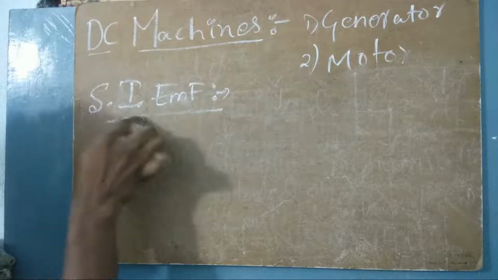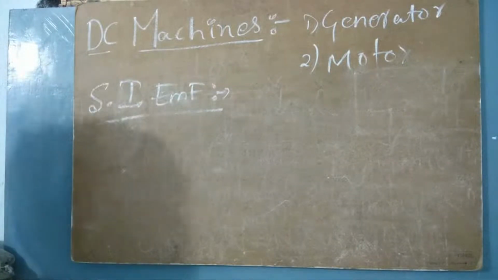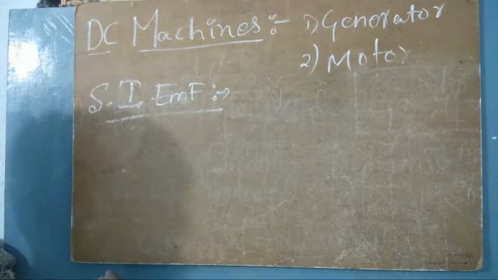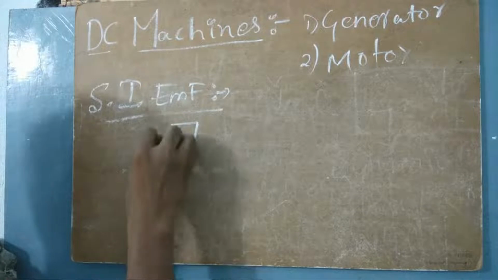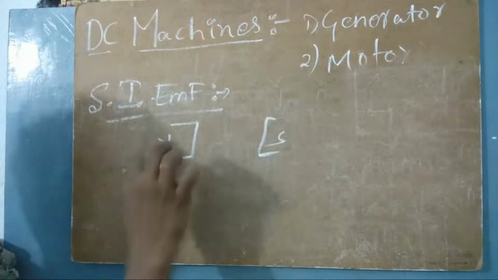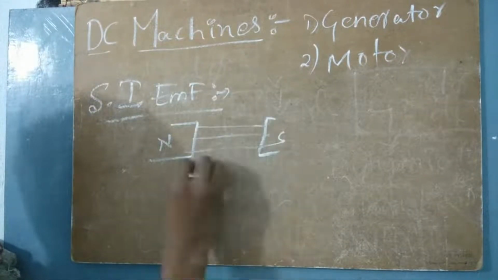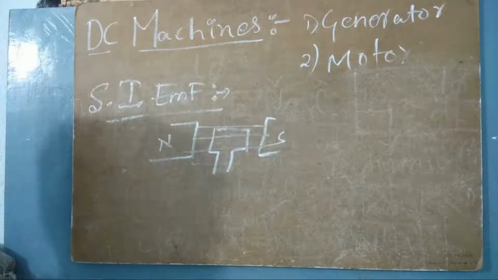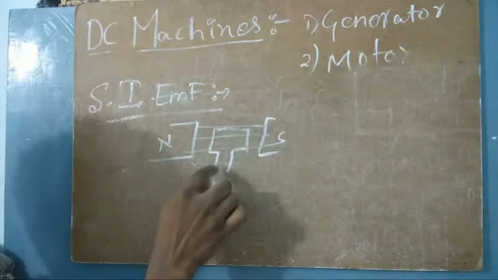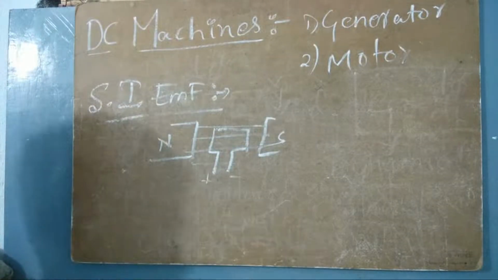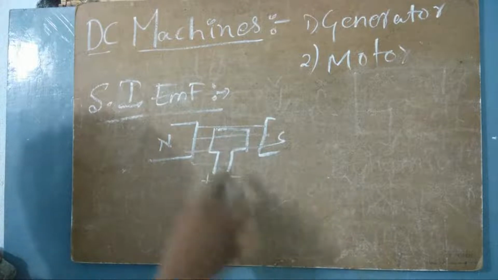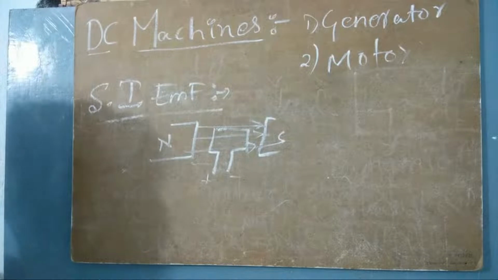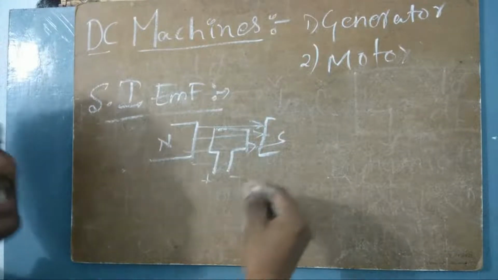SI means statically induced. So what is static first? Is the field going to be static, or is the conductor going to be static? Let us understand. For example, I have one north and one south pole. With two polarities, the field lines will be in this direction. I have one conductor placed here. I get some EMF when this field is disturbed. The conductor has to disturb the field lines so that it gets enough energy to excite the outermost shell electron.